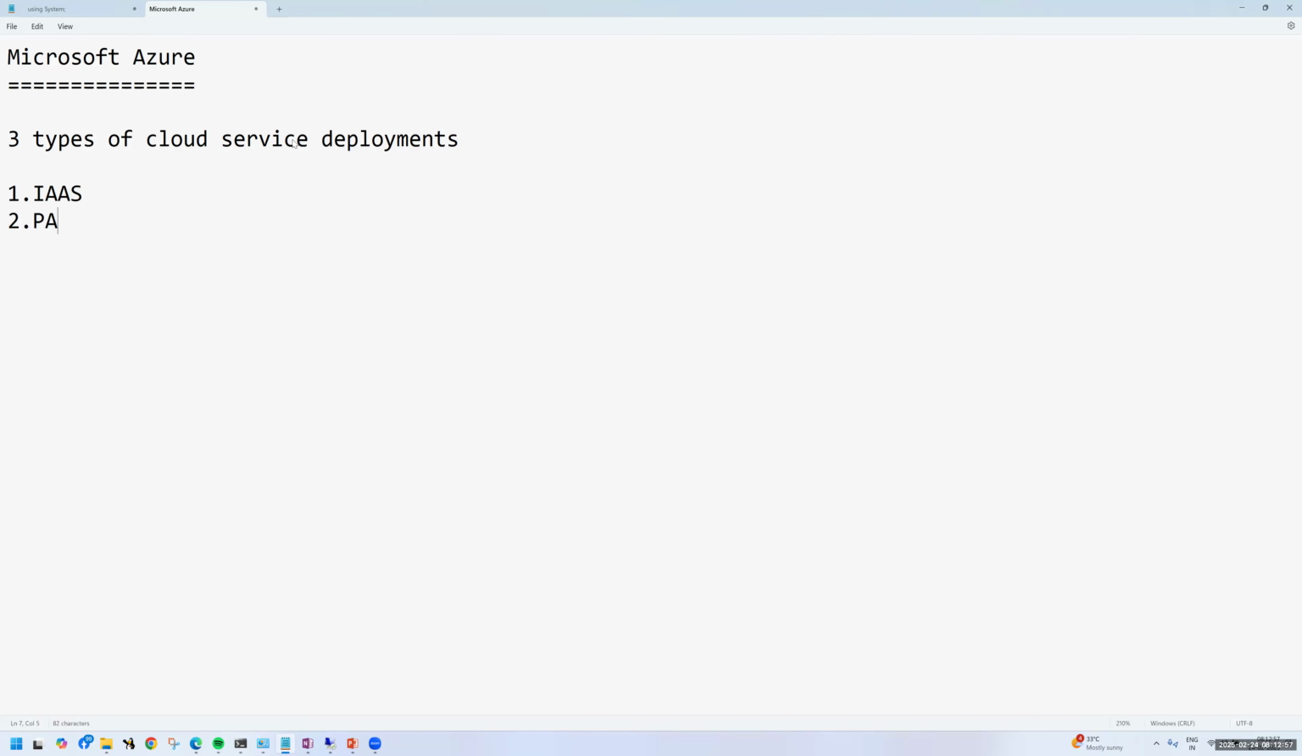Second one is PaaS. Third one is SaaS. So what is the AS, guys? Infrastructure as a service. Next, PaaS, in the sense, platform as a service.